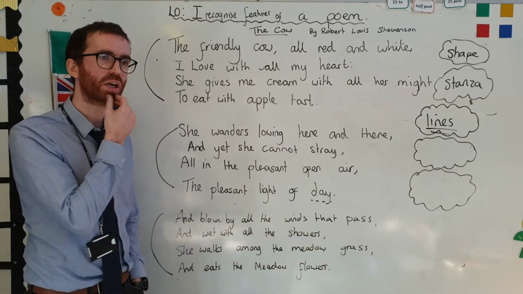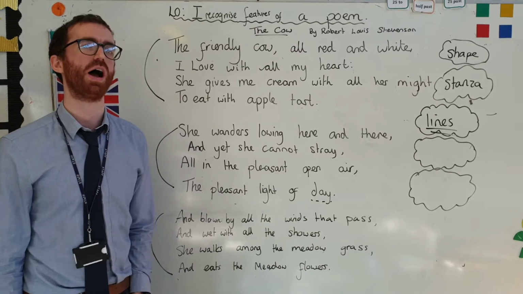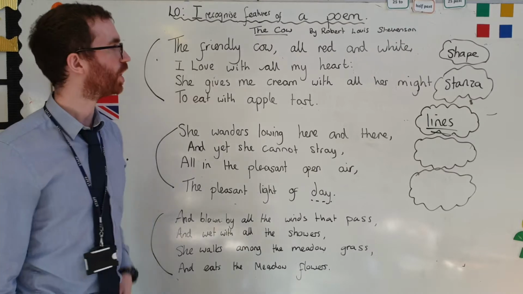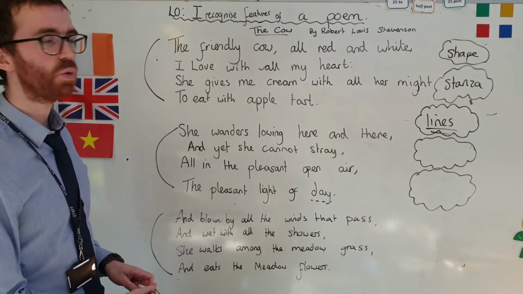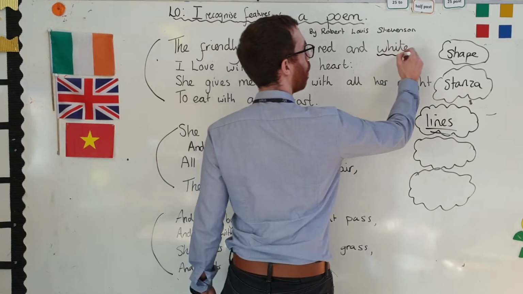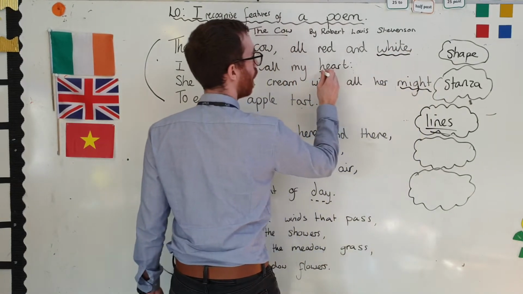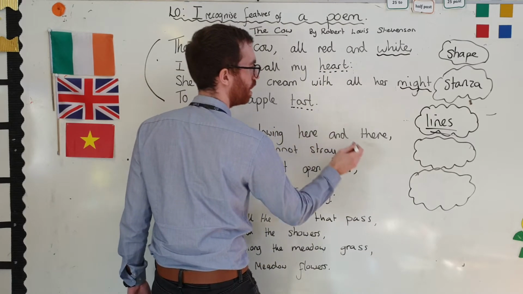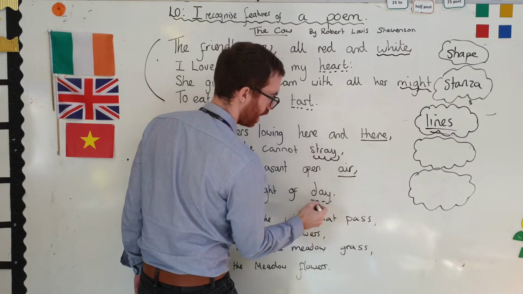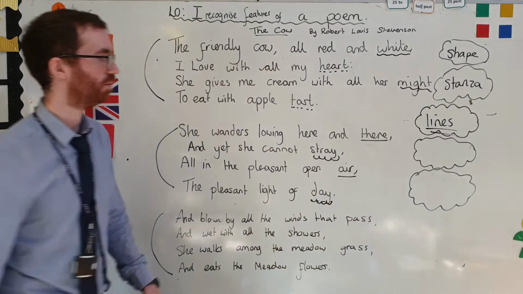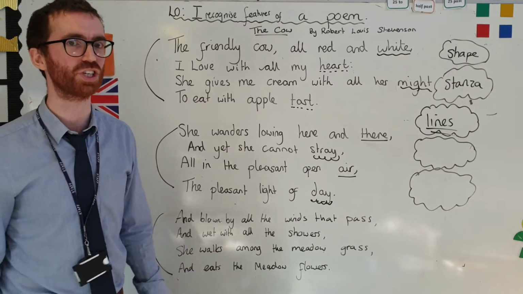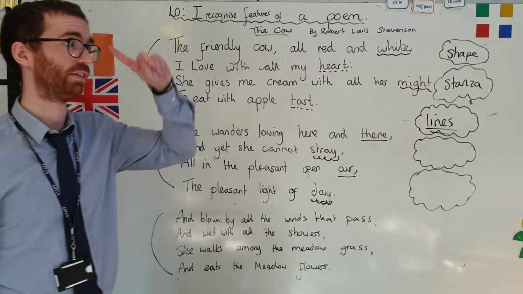What did you spot? What did you notice that was different after I read it? Can you tell your partner now? Pause. One of the things I guess you might have spotted was there were some rhyming words, weren't there? We've got white and might, heart and tart, there and air, stray and day, and it goes on. Rhyming words. Always at the end of the line. Notice that.